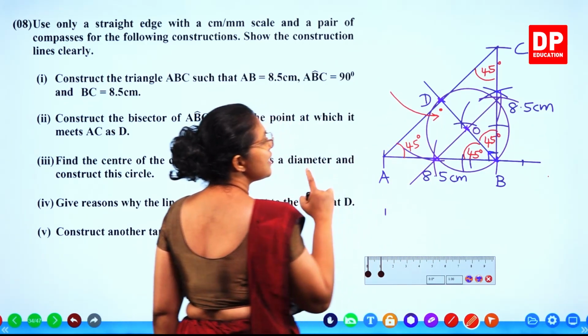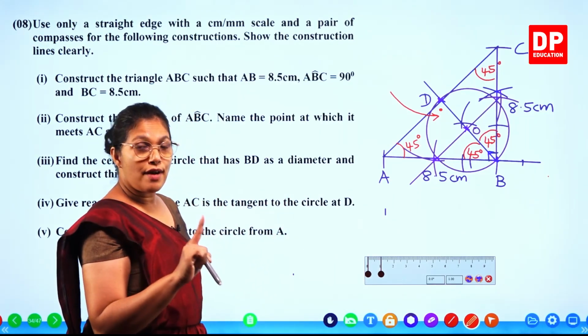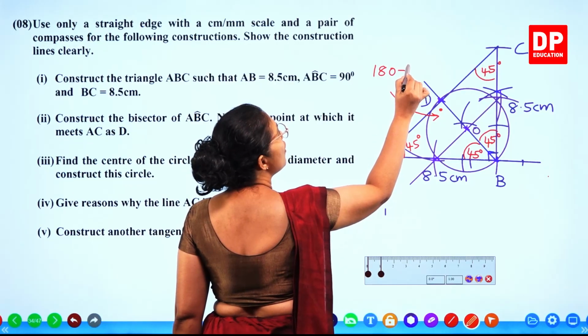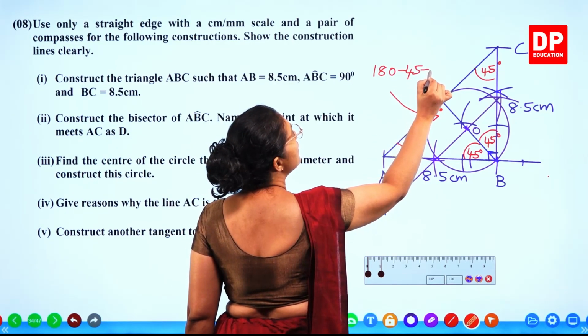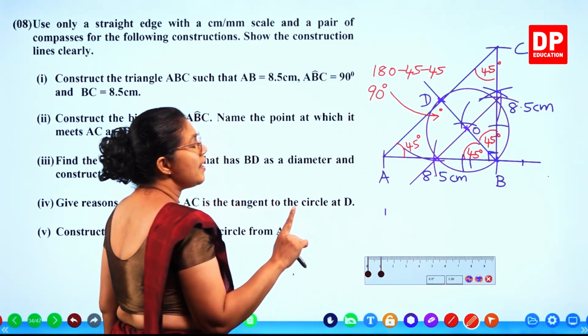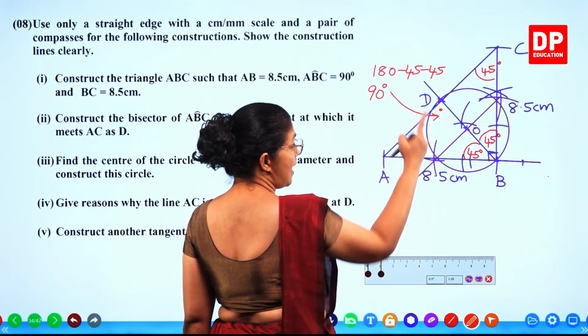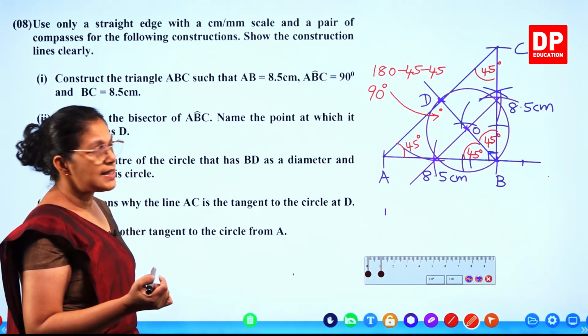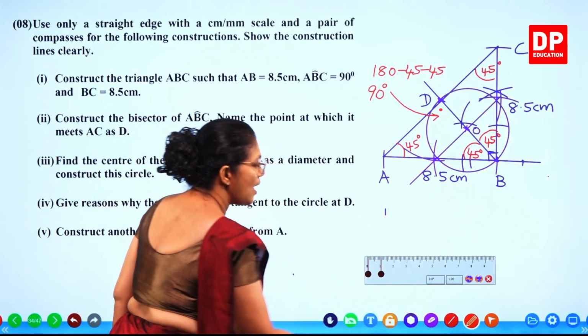How do you find out that angle? The angle sum is 180. 180 minus 45 and 45. That's 90. So you get 90 degrees. Now we can show that this is 90 degrees. So AC is a tangent to the circle. So let's write down.